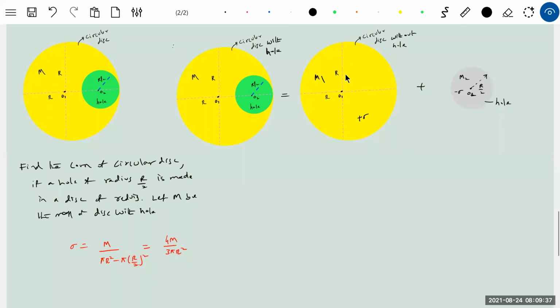Then can we calculate the m1? What is m1? m1 should be equal to sigma into pi r square, so this will become 4m by 3. This is the mass. What is m2? m2 should be equal to minus sigma into pi (r by 2) whole square.